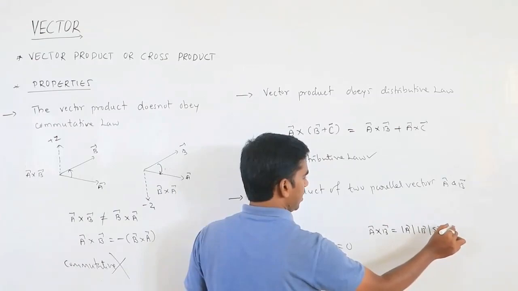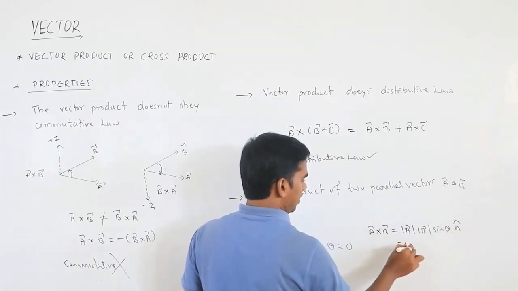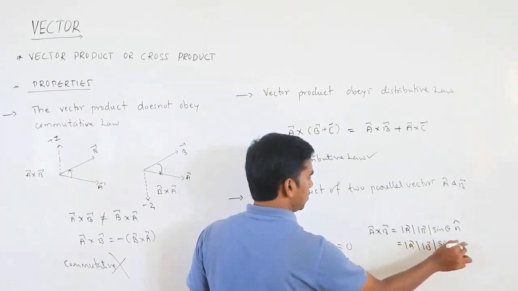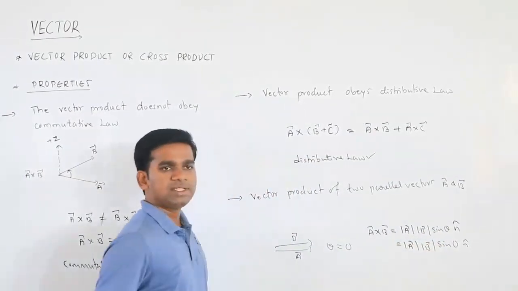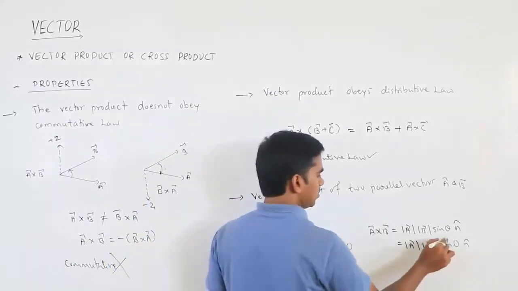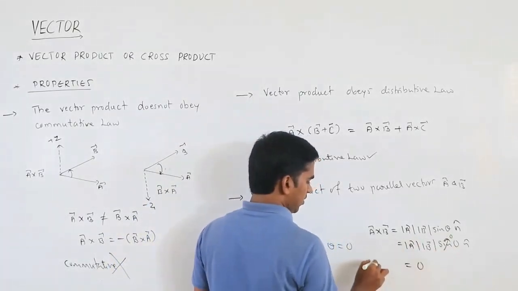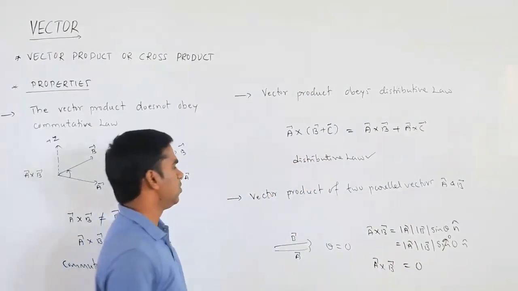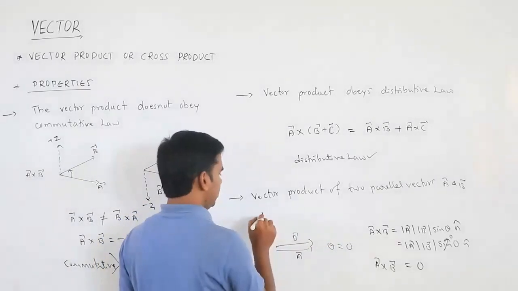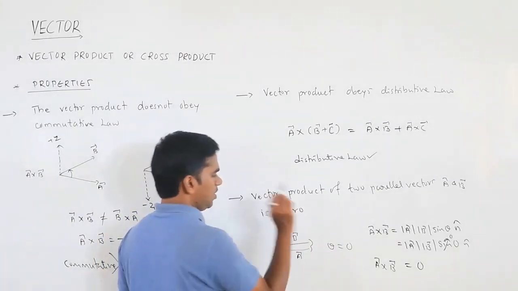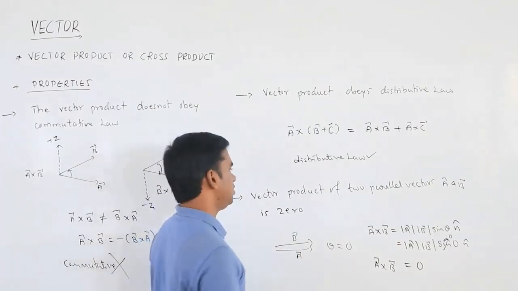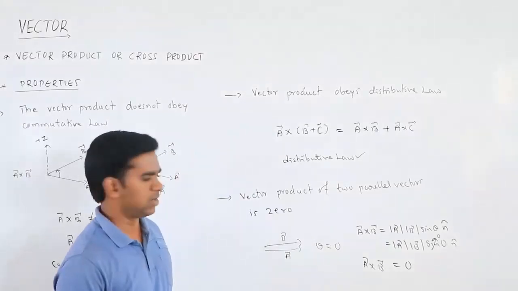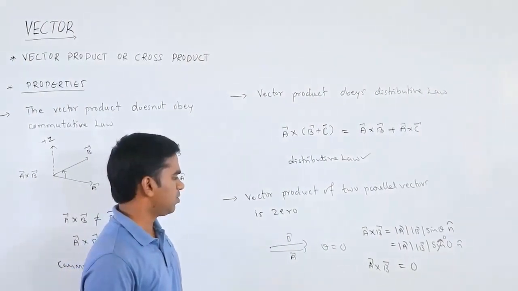n cap. So magnitude of A, magnitude of B, sine 0, n cap, because theta is 0. Sine 0 is always 0, so this is going to be 0. That means total A cross B is going to be 0. So the vector product of two parallel vectors A and B is 0. Okay, so this is your third property.